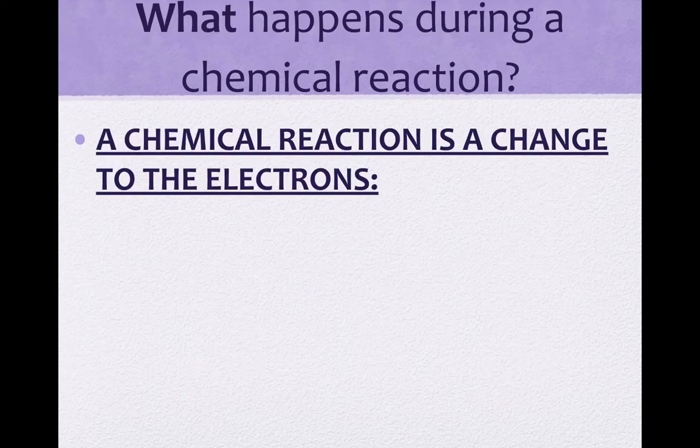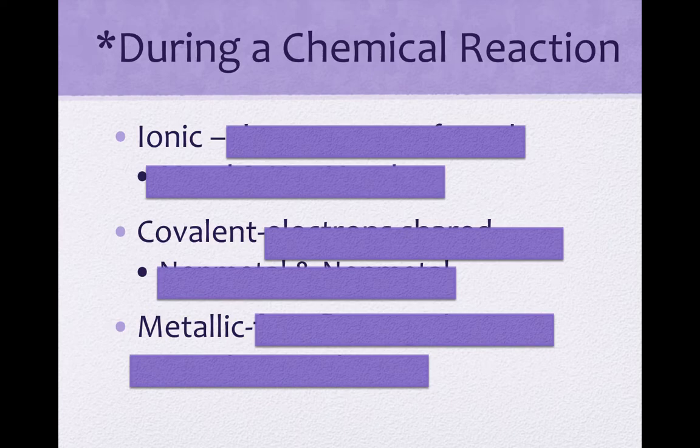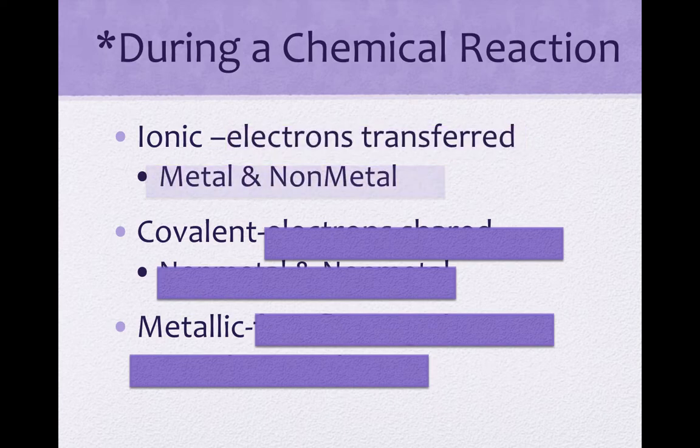So what happens during a chemical reaction or when 2 elements bond? There's a change in the electrons. It's no longer going to have the same setup, no longer going to have the same arrangement. They're either going to transfer or share electrons in order to make bonds. Nothing is free. So there are 3 types of bonds. The first is an ionic bond in which your electrons are transferred. This typically occurs between a metal and a nonmetal. One of them is going to give up electrons, the other one is going to take electrons.